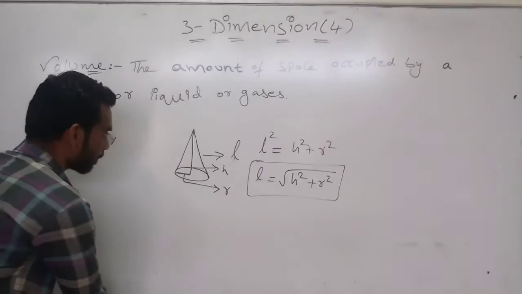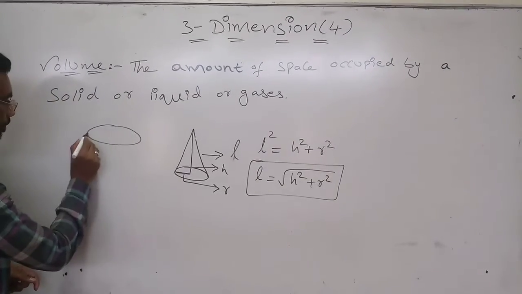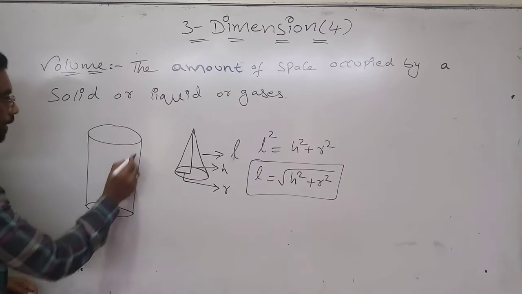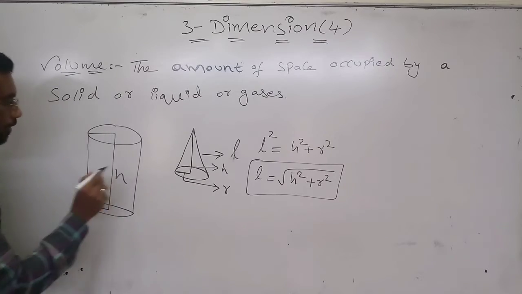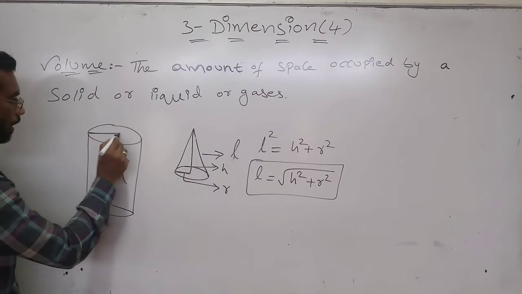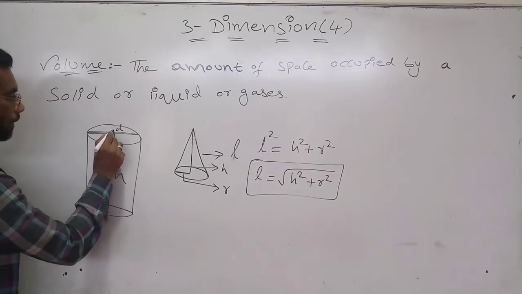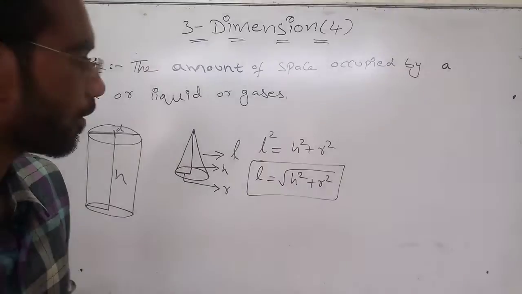Now, we will go for the cylinder. This will be the height of the cylinder, and this is the diameter. Half of the diameter will be the radius.